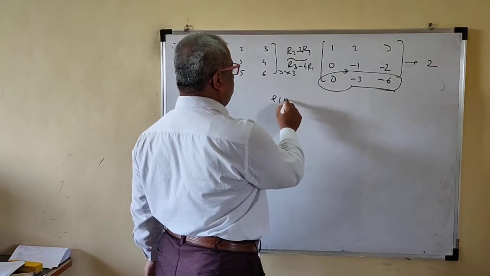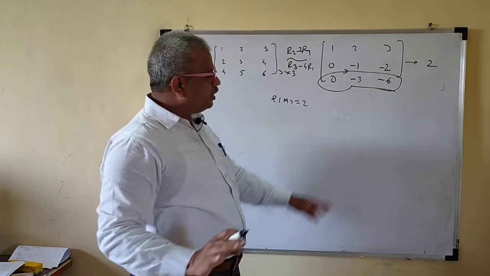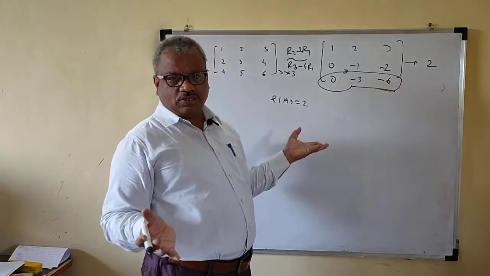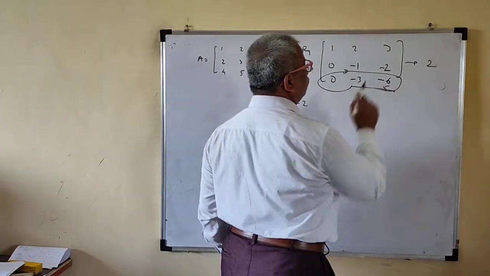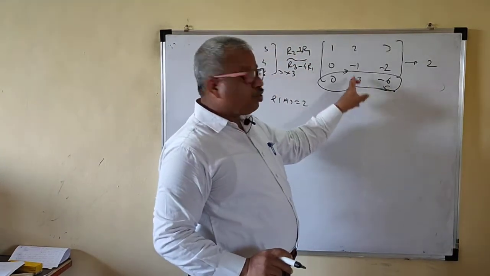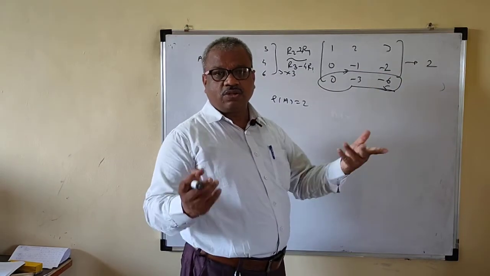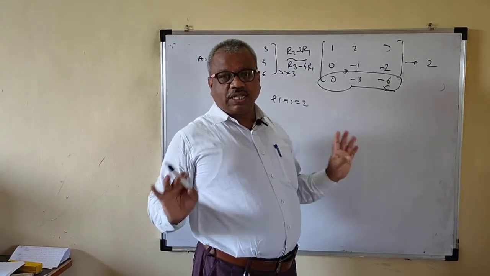So the rank of A will be 2. Don't do further operations, because this row is a multiple of that row, so all the elements will be 0. Suppose this were 5, minus 3, 5. Then this row is not a scalar multiple of this one, so your rank will be 3, and your nullity will be 0.